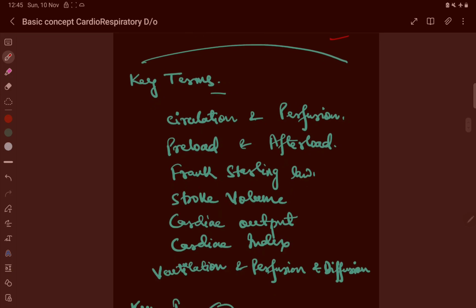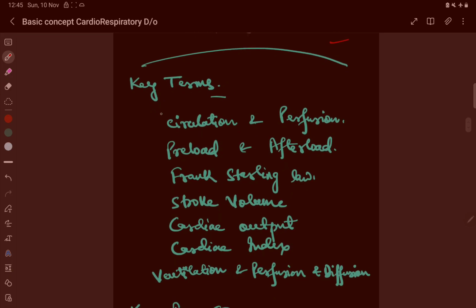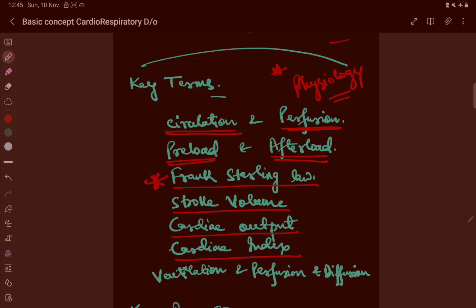Okay, now a few key terms I am going to discuss are: what is circulation and what is perfusion. Okay, what is preload and what is afterload, what is the Frank-Starling law. So this is about the physiology, the important physiology which you have to remember, or we go back and remember. We'll discuss it when we are integrating the physiology with the medicine. Okay, so the Frank-Starling law, we'll discuss the stroke volume, the concept of cardiac output, the concept of cardiac index.